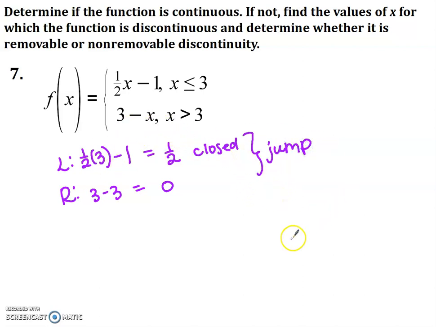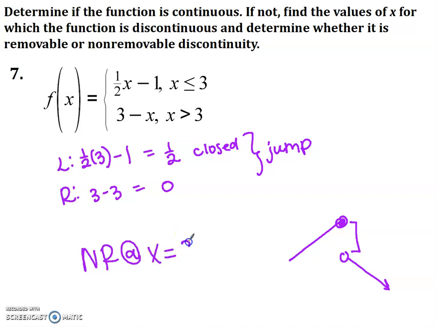Because this graph right here, the one coming from the left, would end up at 3 1/2, and that would be a closed circle, where this next graph would pick up at 0 and go to the left. So I can see there would be a gap right there. Since I have different numbers, there'd be a gap in my y values. So anytime you get different numbers, we don't care about open or closed, because a jump, no matter what, is always non-removable. So that would be non-removable at x equals 3.